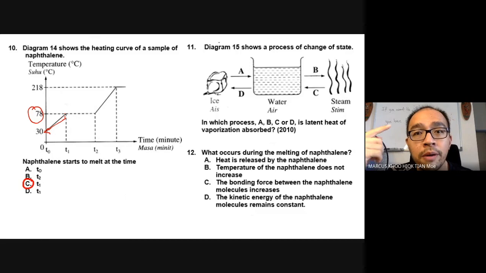Okay, whenever we do an experiment, we always think that the moment we start to provide heat, it already starts to melt. Wrong, very, very, very wrong. When we provide heat, it must increase the temperature until it reaches the melting point, then it can start to melt.